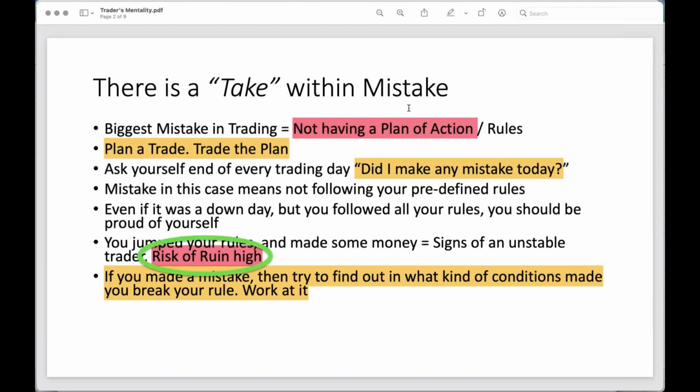So there is a take in the word mistake. Whenever you're making a mistake in trading, there are a few classical mistakes which people make. Not having a plan of action is a classical mistake. Come prepared. Go to the market tomorrow as well prepared as possible. The more prepared you are, the better are your chances of going right, the better are your chances of making money.